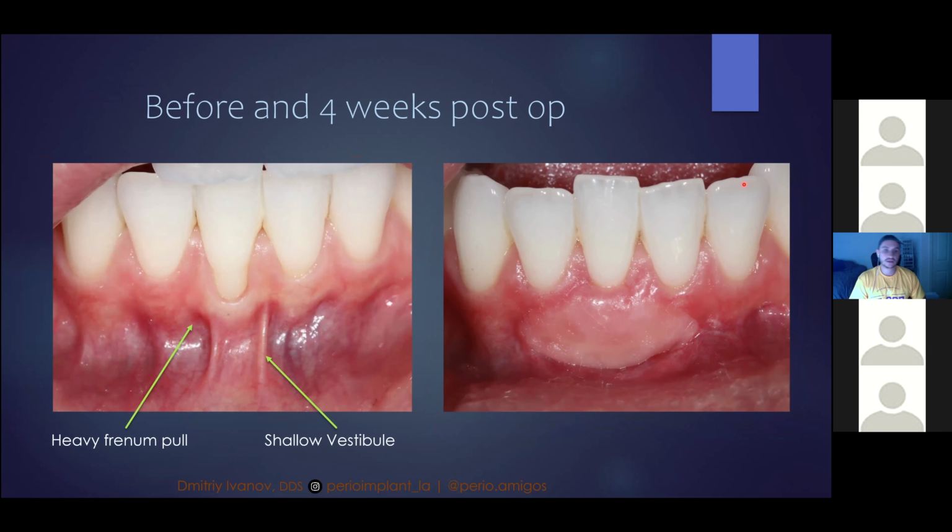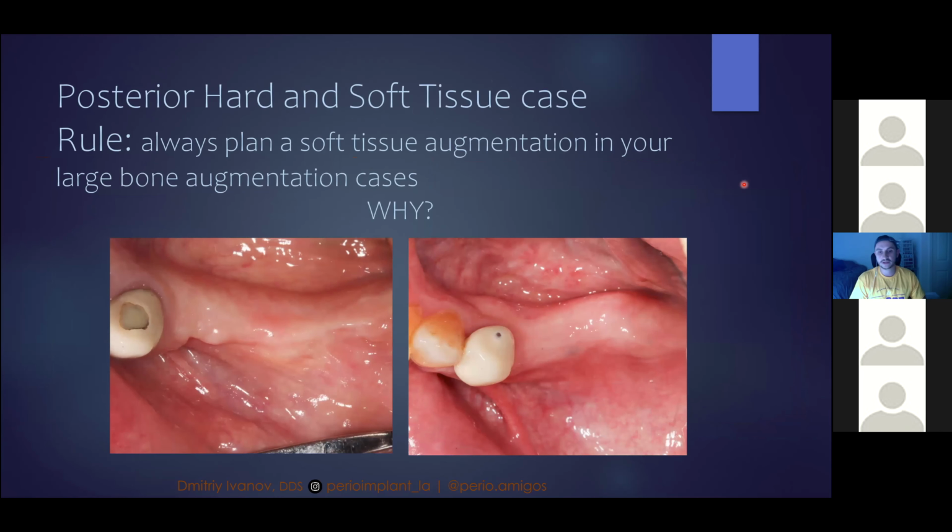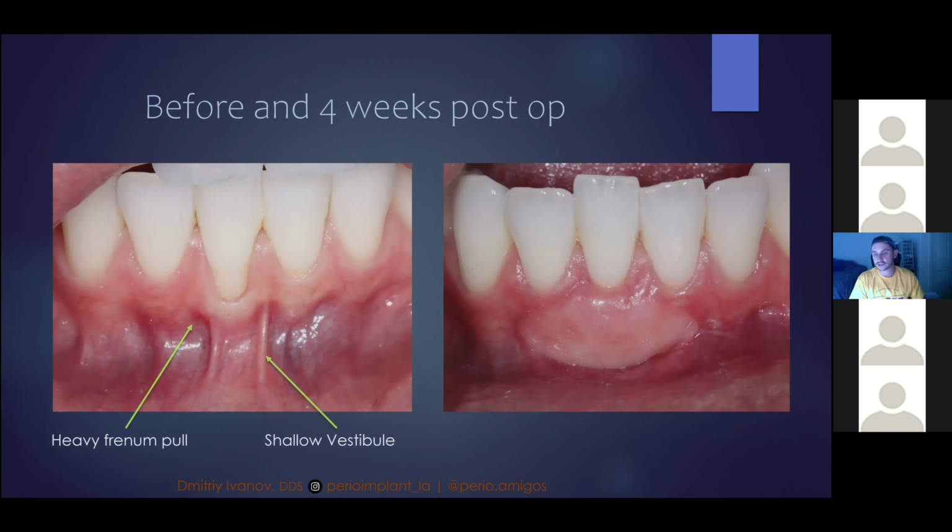You can appreciate the thickness, you can appreciate the vestibular depth, and you can appreciate obviously the root coverage. And this procedure eliminates the frenum, right? If you have a heavy frenum pull that's so high up, there's no better procedure than a free gingival graft in these kinds of cases. Okay.